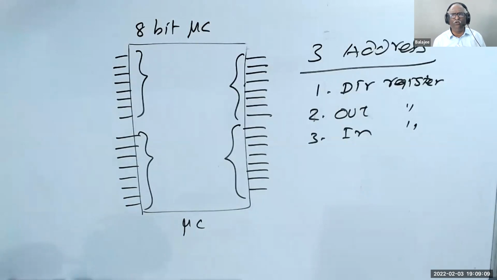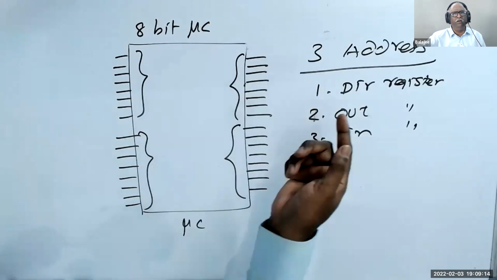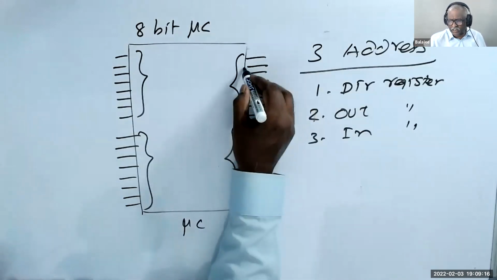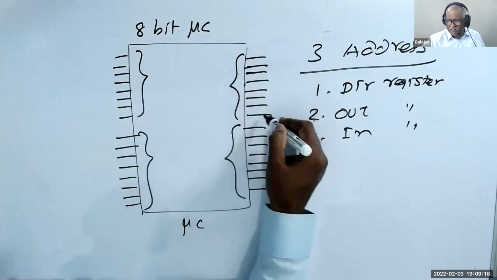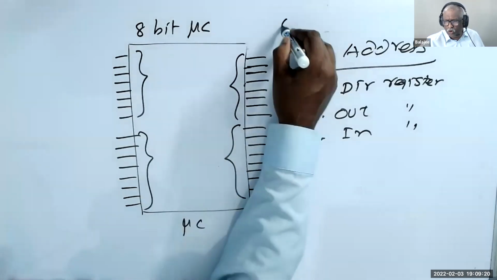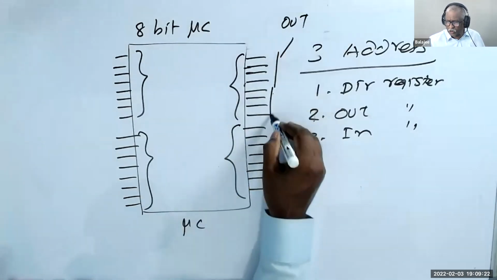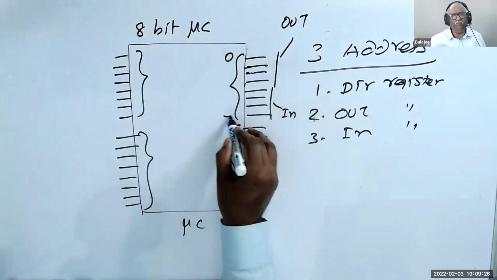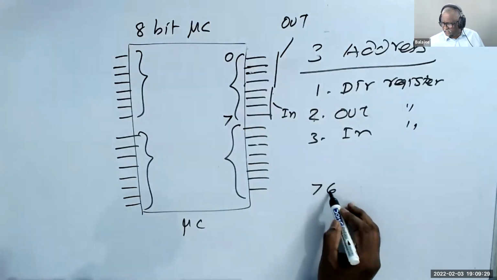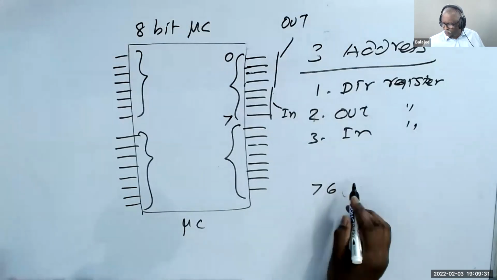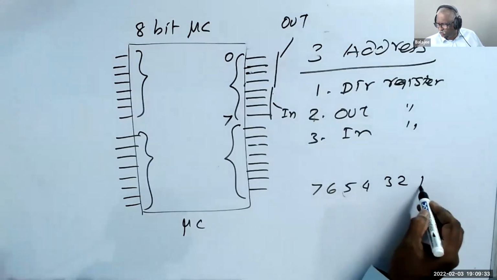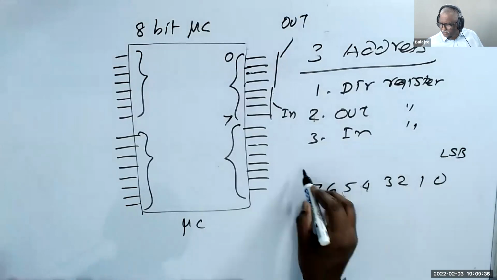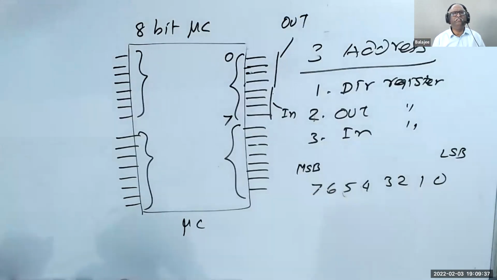Yeah, direction will tell you whether this pin is going to be output or input. You decide. Let us say that out of these 8 pins, these 4 pins are going to be output. These 4 pins are going to be input. And this is bit 0, this is bit 7. So 7, 6, 5, 4, 3, 2, 1, 0. This is LSB, this is MSB. Always understand, 0 is always LSB and 7 is MSB.